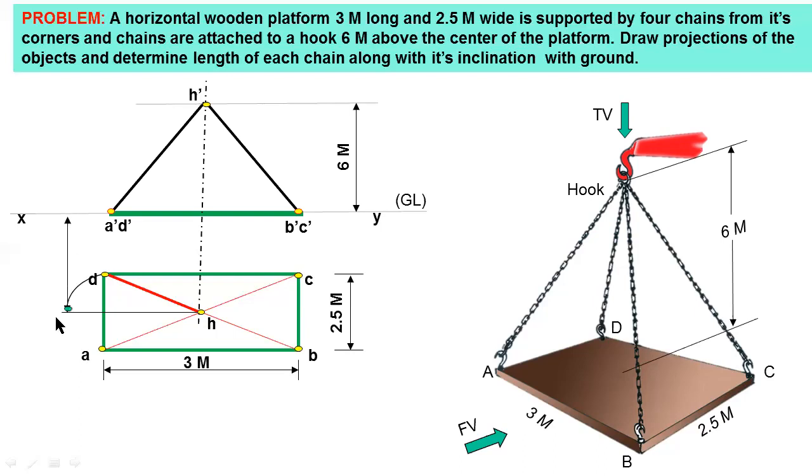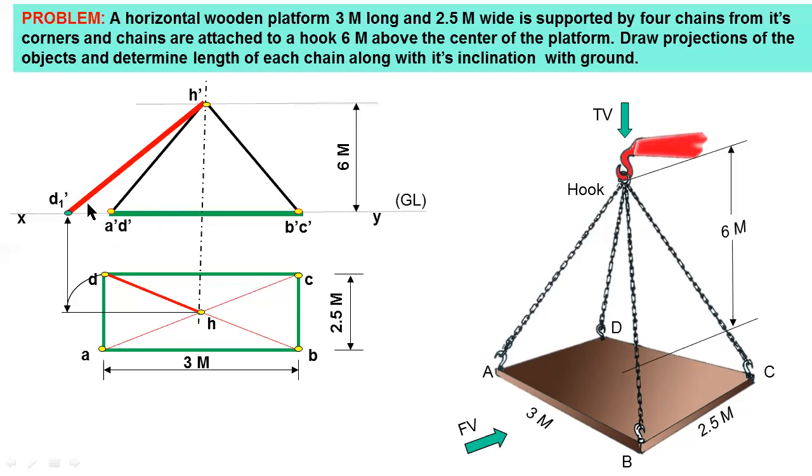Then you have to extend a vertical line in the upward direction. This is the point D, the locus of point D. Then join H dash and D1 dash. This red line indicates the true length of the chain DH. DH is a reduced length. Here D1 dash H dash is the true length of the chain, so the length of each chain is equal to D1 dash H dash.